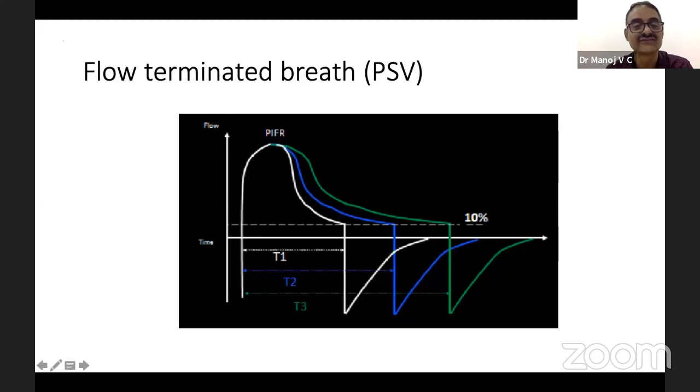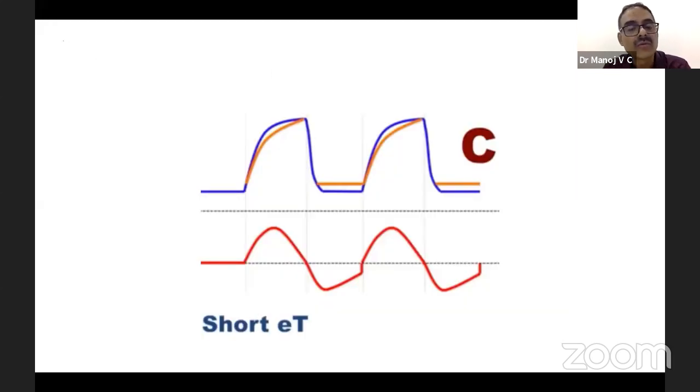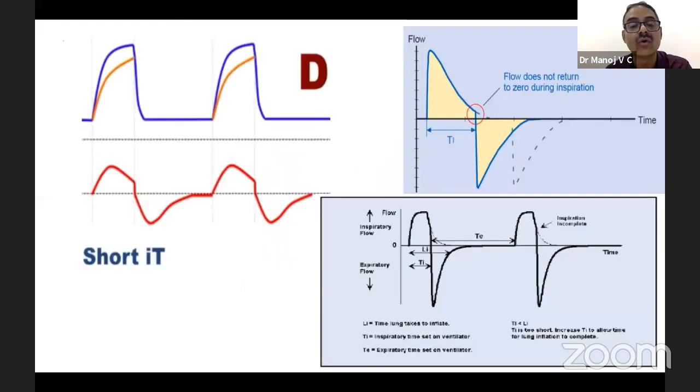This was also discussed. Now, what is the problem with C? Here the inspiratory flow is perfect, but look at the expiratory flow. Expiratory flow has not touched zero. Before that, the valve is closed and the baby is made to again inhale, which means that the exhalation is not complete, and you are going to develop air trapping or auto PEEP in this scenario, because you are not given sufficient time for expiratory flow to get over.